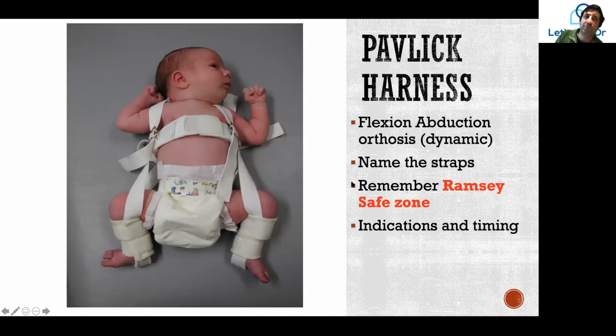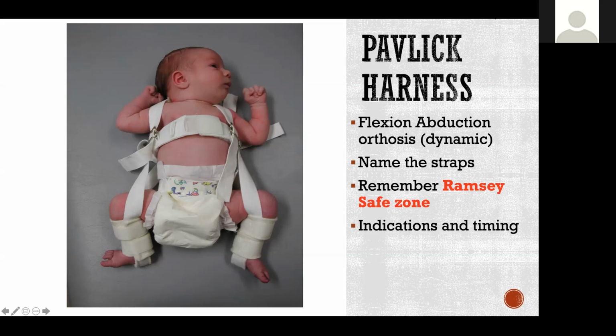Dynamic splint. So how does it actually work? Well, the straps hold the hip within a certain range of movement in that abducted position, but allow some movement within those safe zones. Okay, I'll just clarify that for you in a second. But how long would you use a Pavlik harness up till? What's the age limit? I think it's up to 6 months. Why? What happens at 6 months?